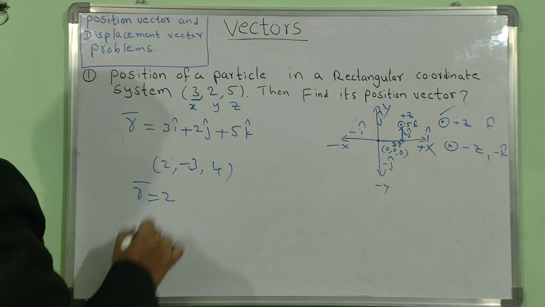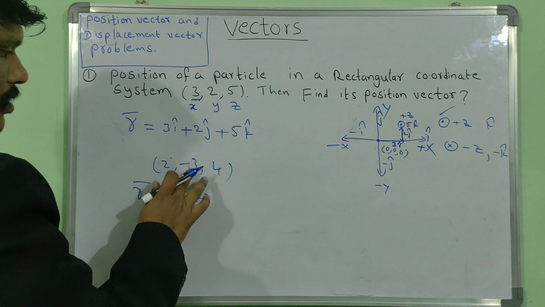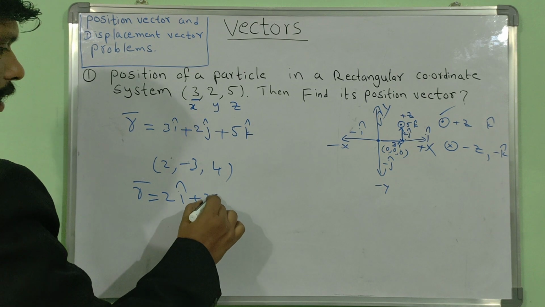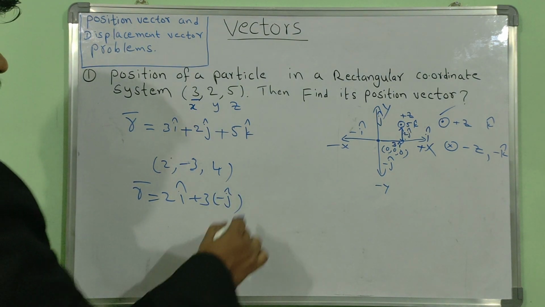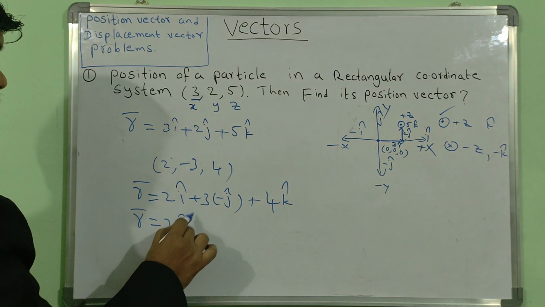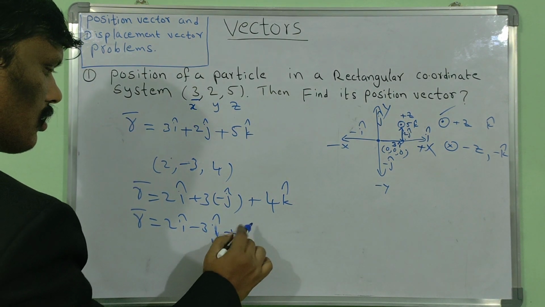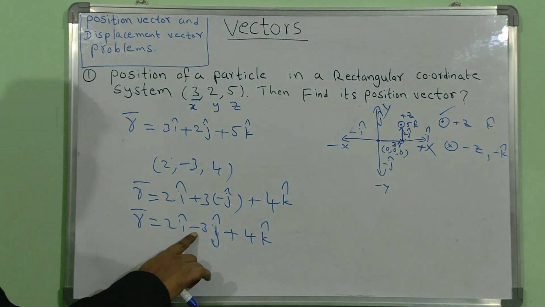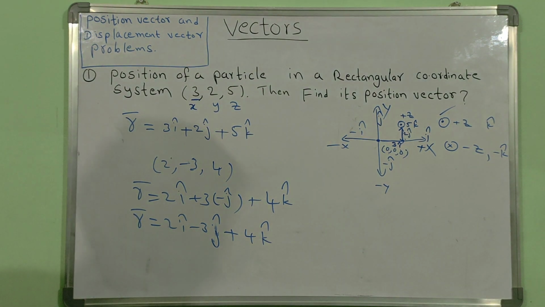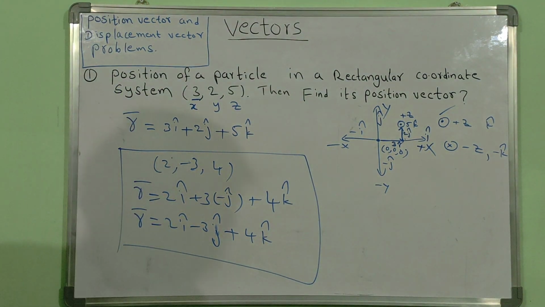the position vector is simply: first is the x coordinate, 2 units along the x direction we need to move. Minus 3 means, remember, 3 units along the negative y direction. That is minus j cap, plus 4 k cap. So finally the position vector we can write as 2 i cap minus 3 j cap plus 4 k cap. This negative represents that we need to travel 3 units along the negative j cap direction, that is the minus y axis direction. That is the meaning. This is the simplest way to write the position vector.